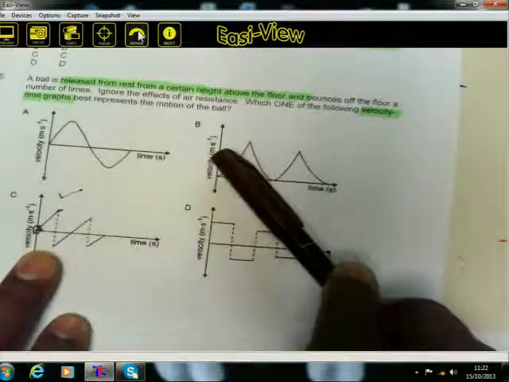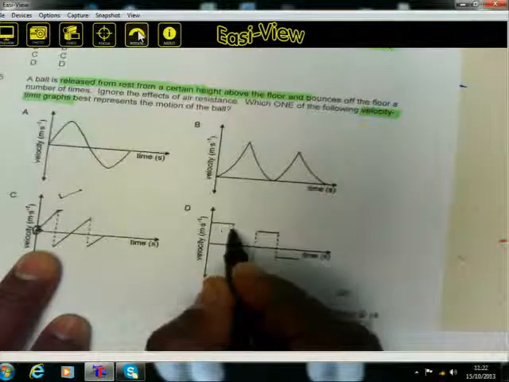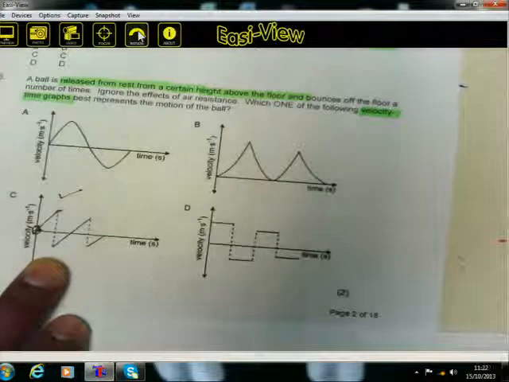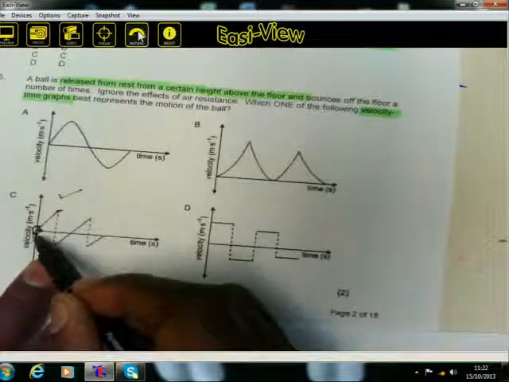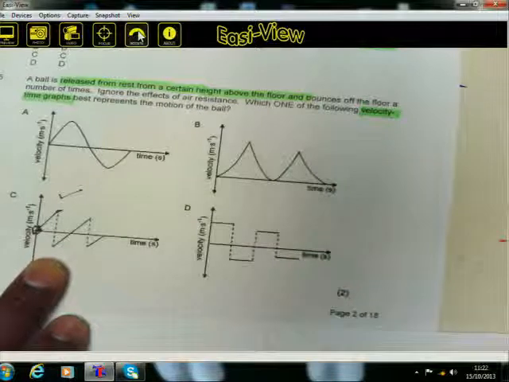We can easily eliminate these two, and this one says the velocity here is constant, but it is not constant because for any object that is released from rest, if it experiences gravity, it is going to accelerate. Therefore, its velocity is going to increase. So that leaves us with C as the correct answer.